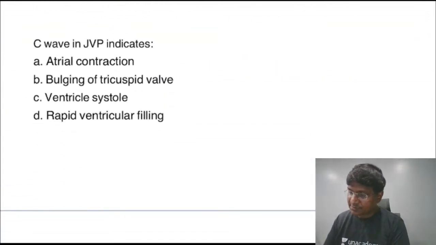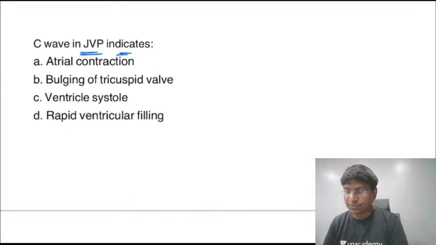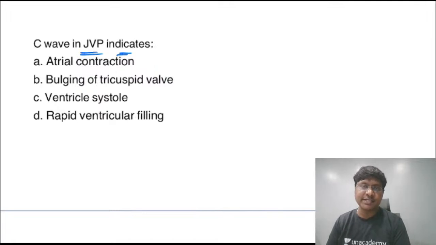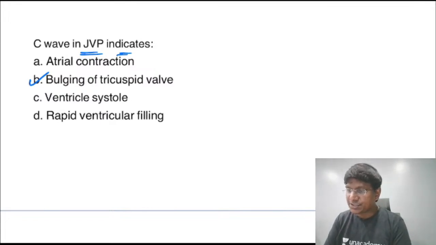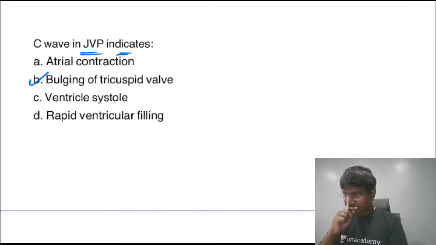Prominent Y wave, you see that in constrictive pericarditis as well as restrictive cardiomyopathy. That is where you will have a prominent Y wave. C wave in the JVP indicates the bulging of the tricuspid valve into the right atrium upon right ventricular contraction.